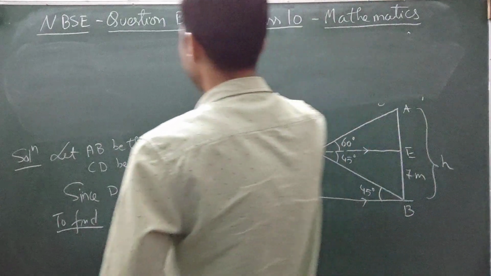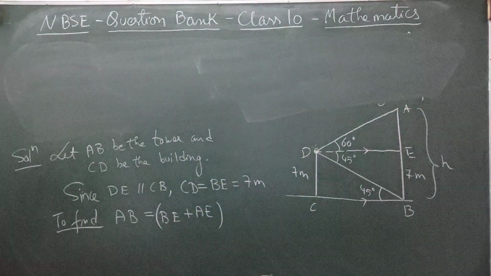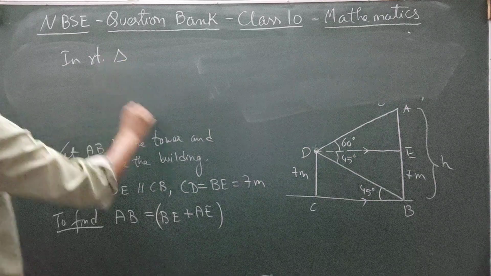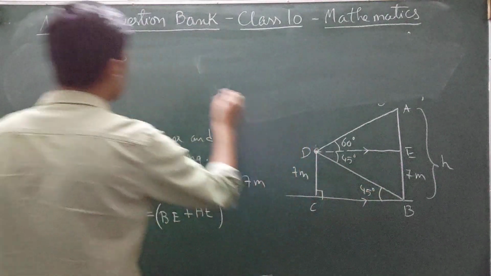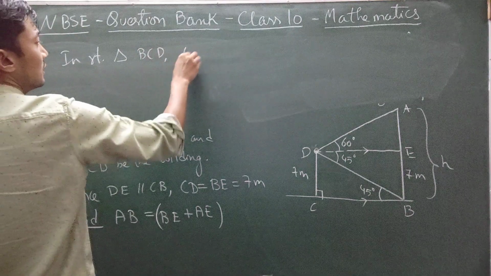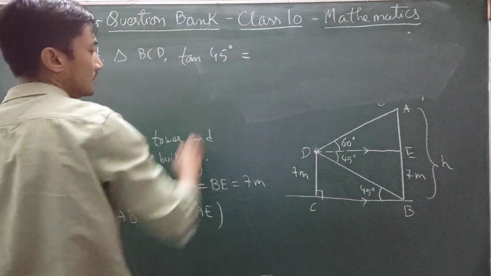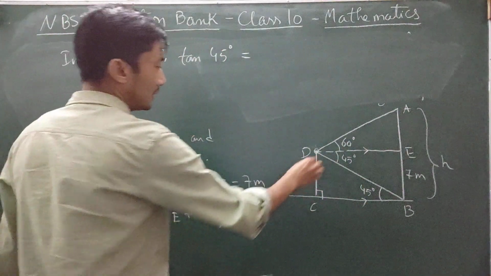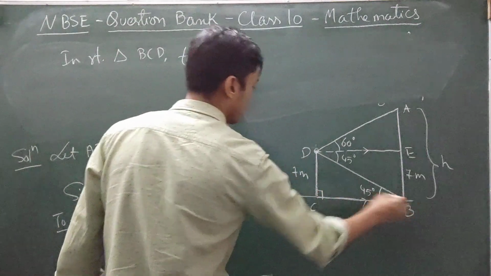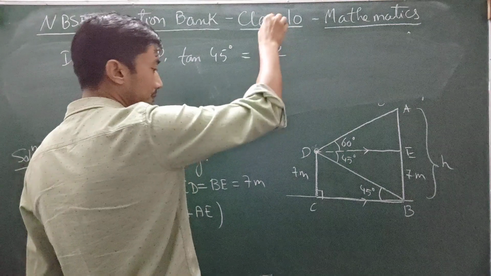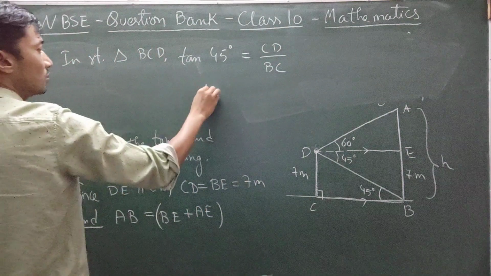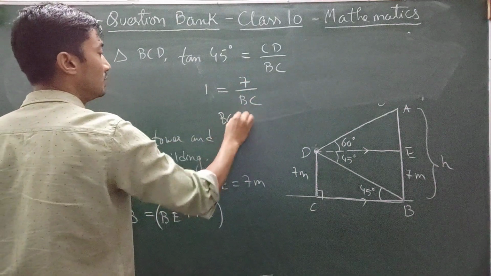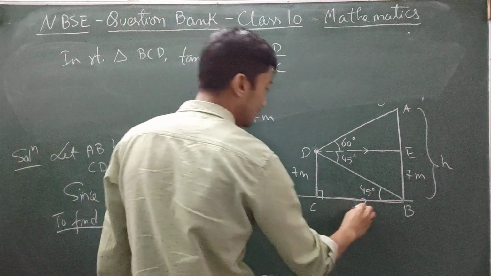If you have a 45-degree angle, it's better to start with that 45-degree angle if you're dealing with perpendicular height and base. So in right triangle BCD, tan 45 degree, no need to mention this because in the figure we have already mentioned it properly. Tan 45 degree is equal to perpendicular height by base, opposite side by adjacent side. So it's CD by BC. Now tan 45 we know is 1, CD is 7, BC we don't know. So cross multiply, BC becomes 7 meter. So BC is also 7 meters.